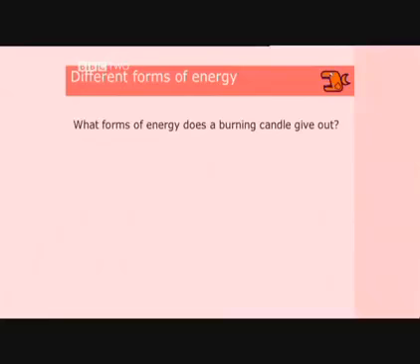So what forms of energy does a burning candle give out? Well, there's light, heat, and sometimes sound, so 3 different forms of energy. How did you get on? If you weren't sure, why not rewind this section and go through the different energy forms again?